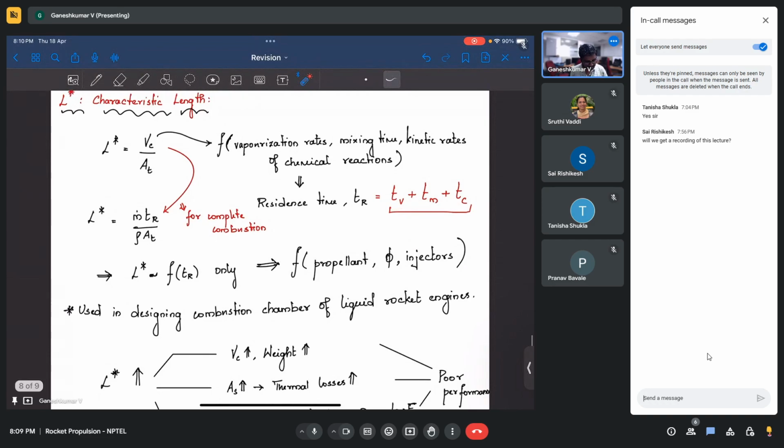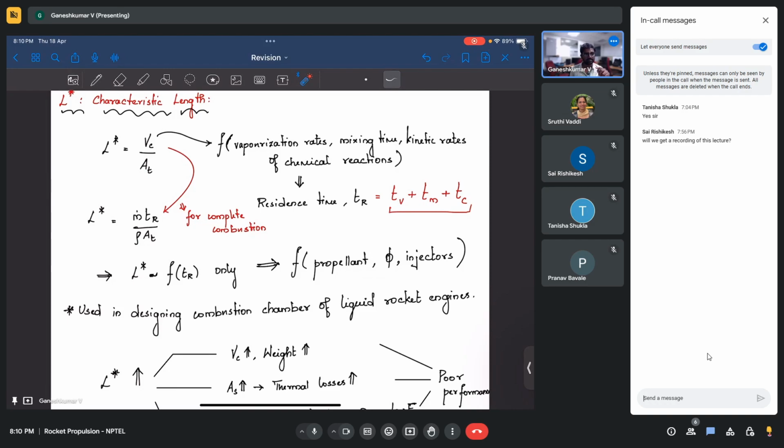The mixing is going to be a function of mixture ratio, and the combustion is going to be a function of mixture ratio and propellant. So basically, for a given propellant, mixture ratio, injector design and all the other parameters, you will have an L star. They have defined an L star basically. It has nothing to do with physical length, but they have defined an L star.